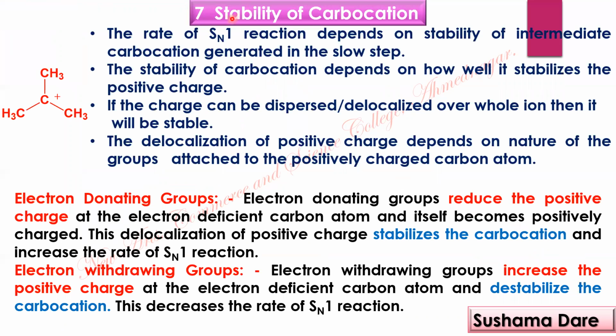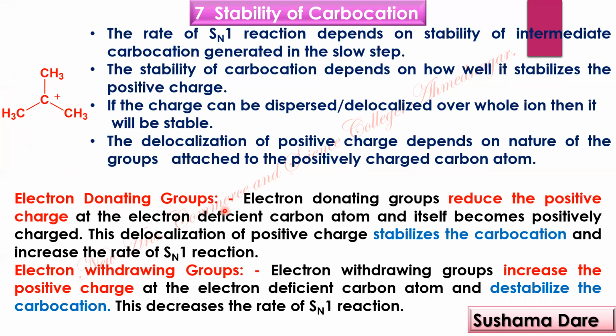Now the next important point is stability of carbocation. As the carbocation is electron deficient, a positive charge is there. So for the stability of this carbocation, what type of groups do we need? We need electron donating groups. Electron donating groups stabilize the carbocation by dispersal of positive charge. Due to that, we call it delocalization of positive charge. So for the stability of the carbocation, we always need electron donating groups.